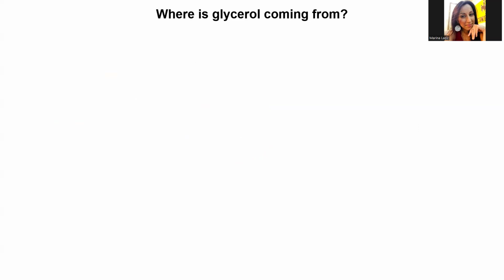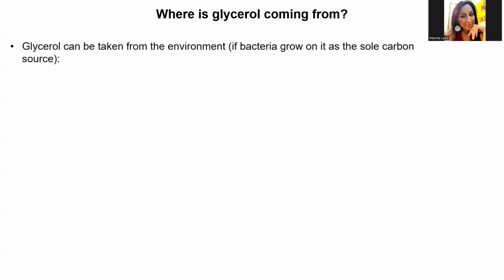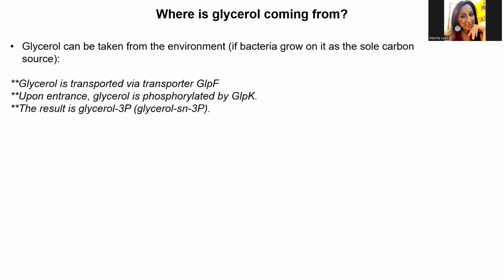So if we want to feed bacteria with glycerol, the bacteria have to be equipped with certain enzymes to be able to incorporate that glycerol from the environment. So that's bacteria growing on glycerol as a carbon source. There is a transmembrane transporter called GlpF, and that transporter recognizes glycerol that you externally give to bacteria.